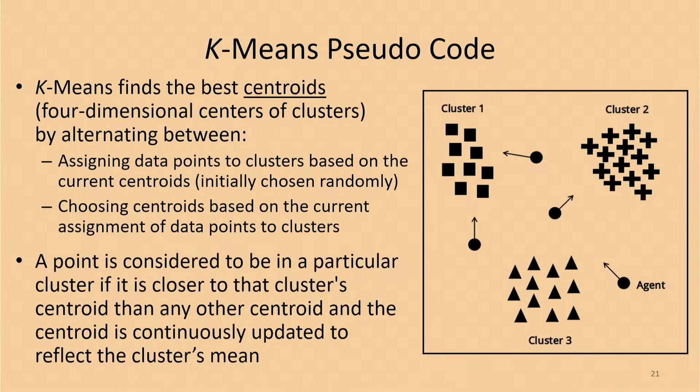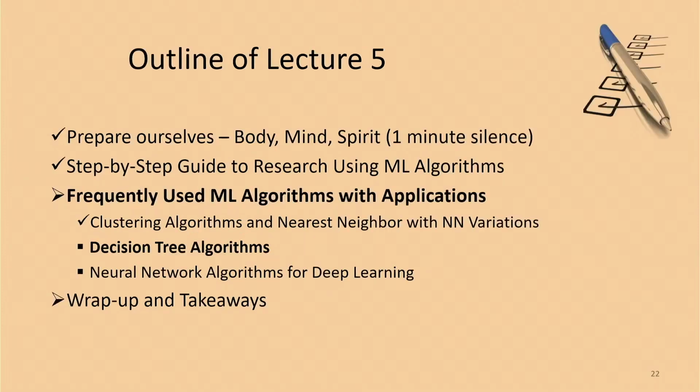A point is considered to be in a particular cluster if it's closer to that cluster centroid than any other centroid, and the centroid is continuously updated to reflect the cluster's mean. So a cluster is not a static entity. It's a dynamic entity. Clusters are continuously changing, dynamic, as new data points are added. Okay? Yeah, you have a question?